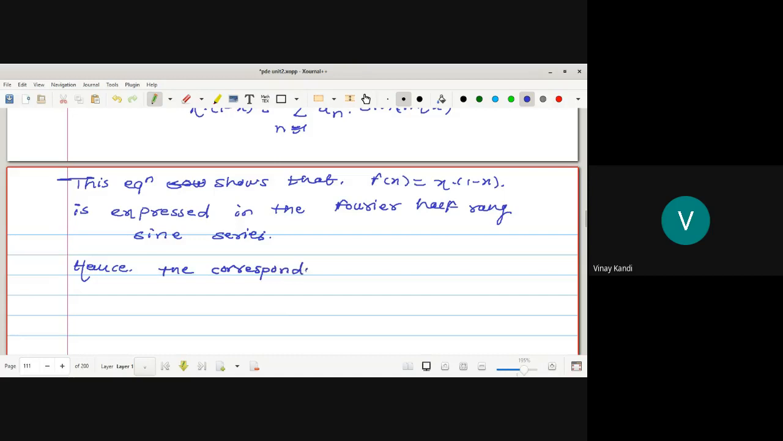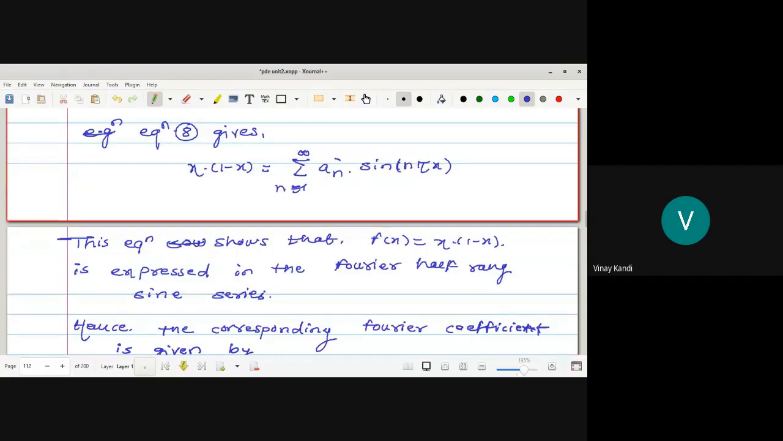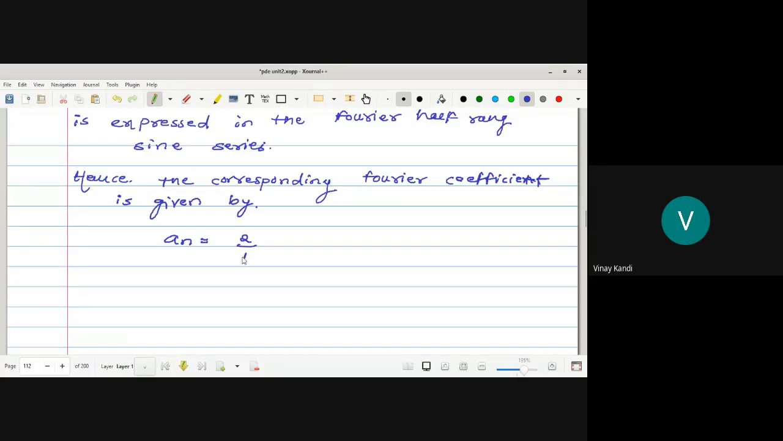a_n is equal to 2 upon 1, 2 over 1. The coefficient on the side of this a_n comes in the denominator. Yesterday it was n pi, n pi L or something, so it was divided by. So 2 by 1, integration from 0 to L, that is 0 to 1, of f of x, which is x into 1 minus x, into sin n pi x dx. So the coefficient a_n is given like this.